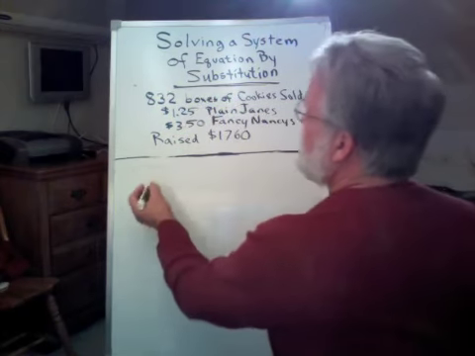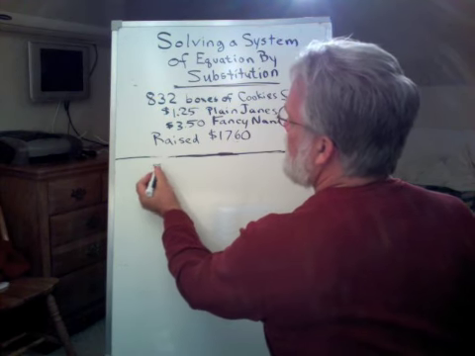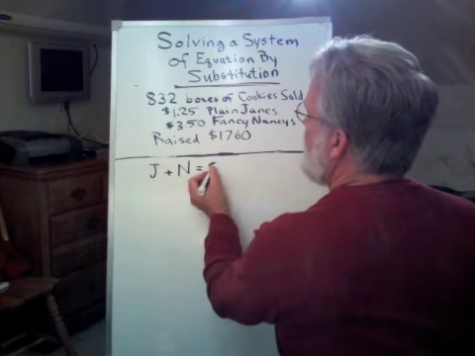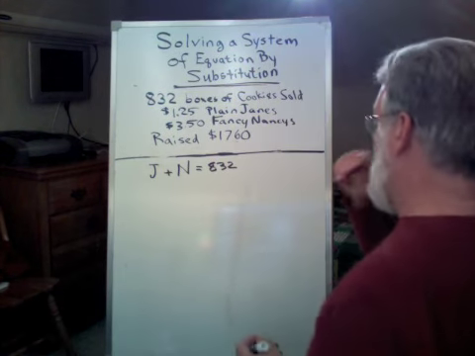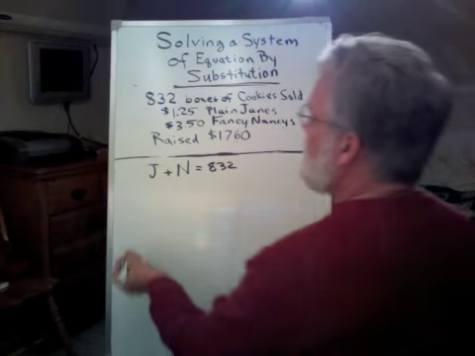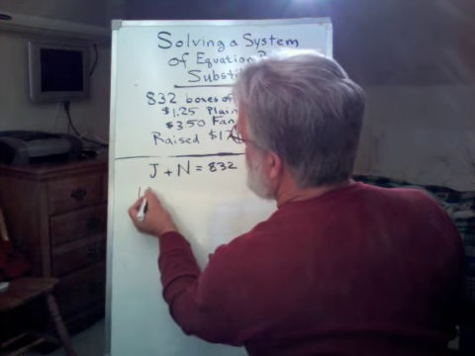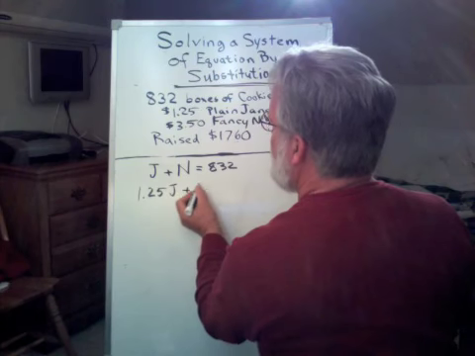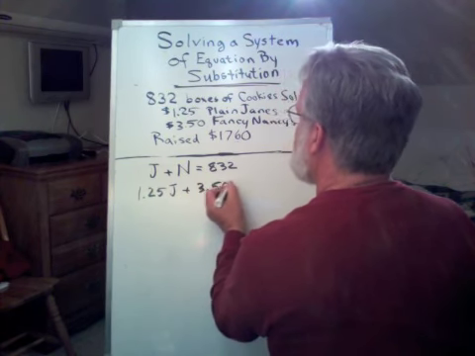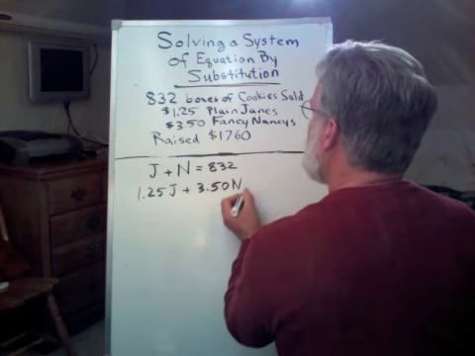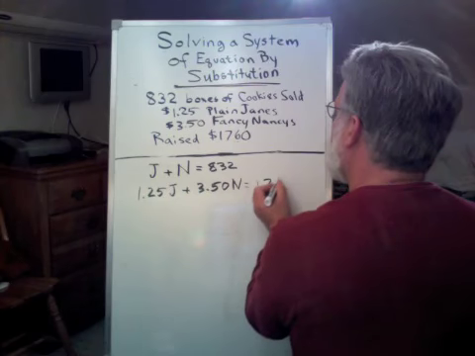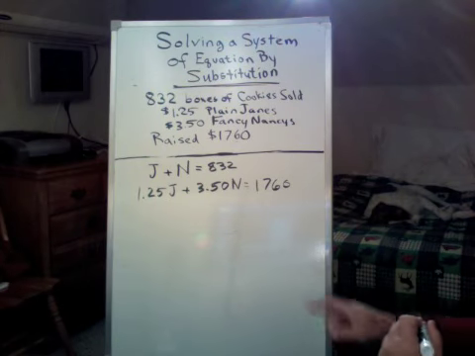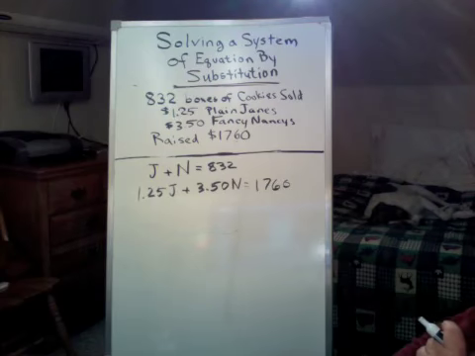Well, we know that the Plain Janes and the Fancy Nancys equaled 832 boxes. That's the total. We also know that for each Plain Jane they charged $1.25, and that for each Fancy Nancy they charged $3.50. And that the total of those sales equals $1,760. So we want to find out how many Janes they sold and how many Nancys they sold.